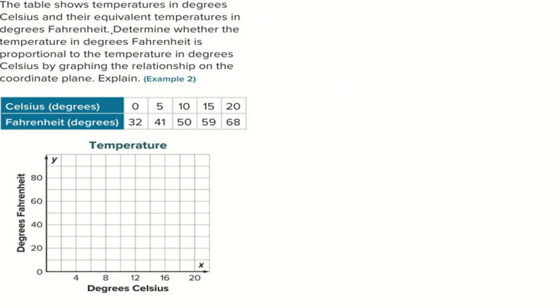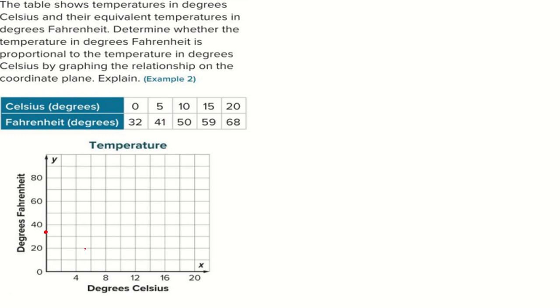Now next is, the table shows temperature in degrees Celsius and their equivalent temperature in degrees Fahrenheit. Determine whether the temperature in degrees Fahrenheit is proportional to the temperature in degrees Celsius by graphing the relationship on the coordinate plane. Now first of all we'll draw 0, 32. So 32 will be somewhere between 20 and 40. Between 20 and 40 it will be 30. So 32 will be just above it.